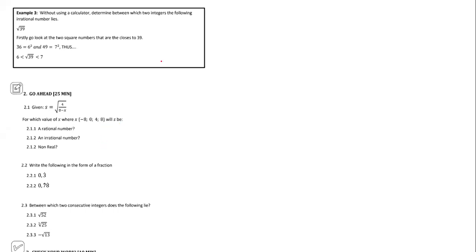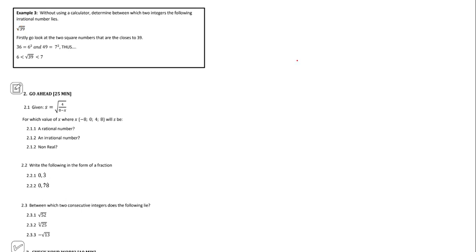Now, on this slide, we have example number 3. It says to us, without using a calculator, determine between which two integers the following irrational numbers lie. Okay, we need to figure out two integers the following irrational number lies between. Apparently, this is the irrational number. Go to your calculator and type square root of 39.